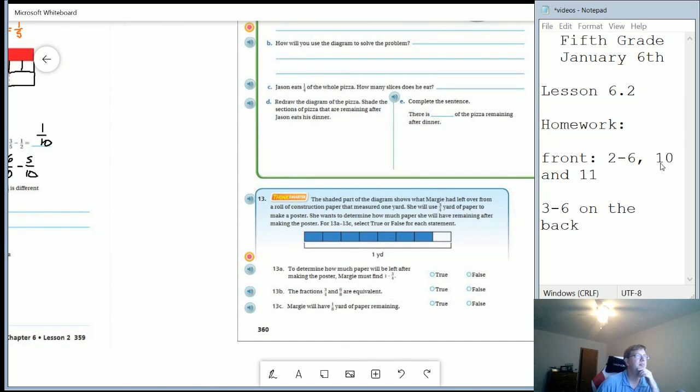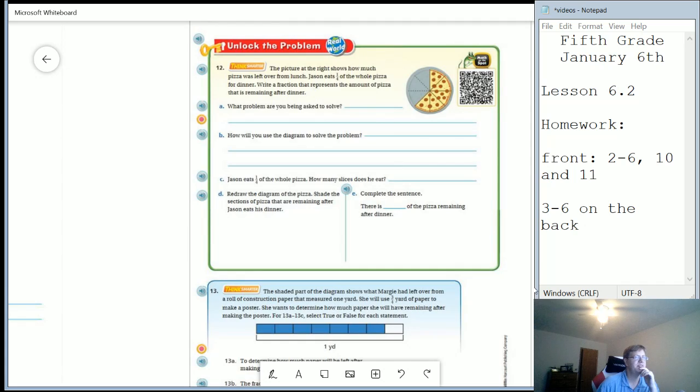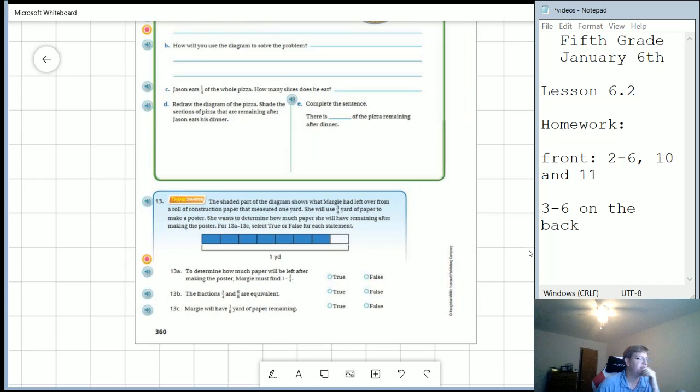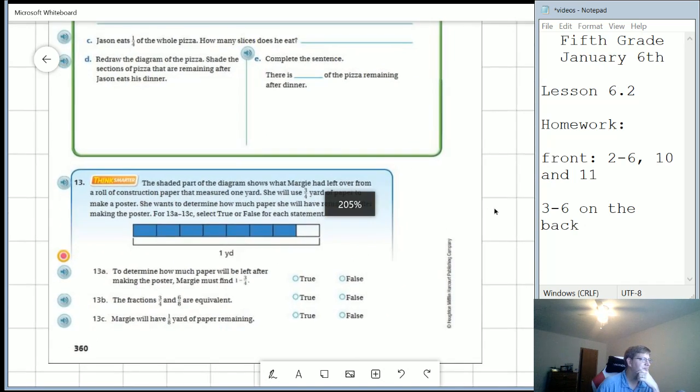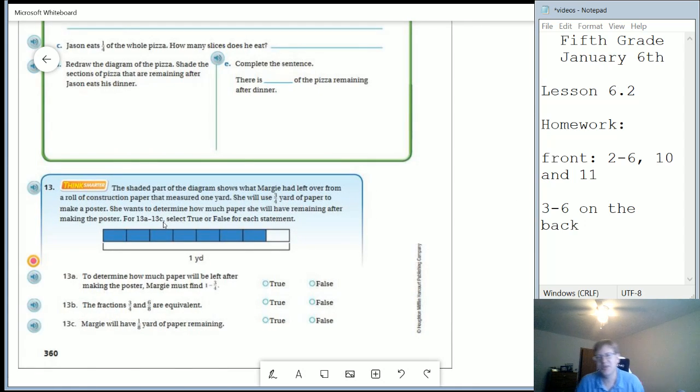I do want to do number 13, although I do like this one because it has to do with food, but I'm hungry, so I don't want to think about that right now. Number 13. Yeah, I'm recording these during the day. I've already eaten lunch and I'm already wanting dinner.